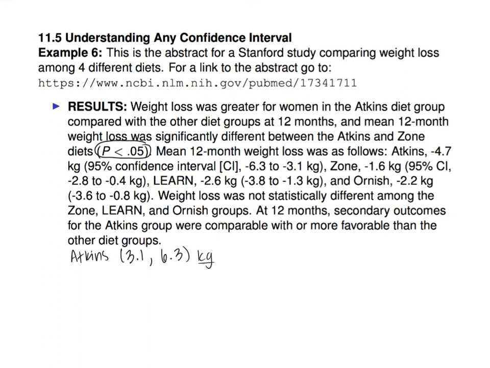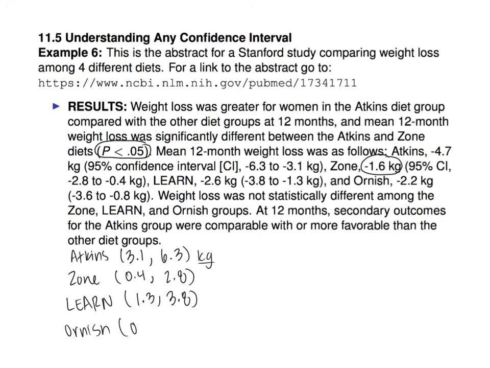That's the 95% confidence interval for the average weight loss on the Atkins diet. For the Zone diet, people lost an average of 1.6 kilograms, and the confidence interval there was 0.4 to 2.8. What else we have? Learn. That interval was 1.3 to 3.8. And then Ornish, 0.8 to 3.6.